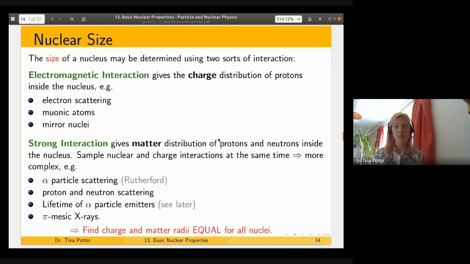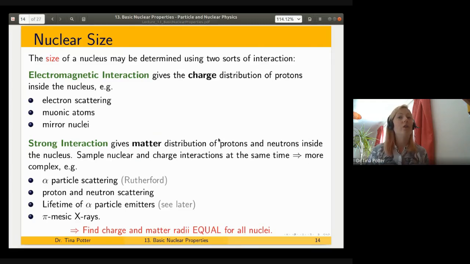We can have a look at alpha particle scattering. That is basically a small nucleus of two protons and two neutrons, and they're going to interact with the other nucleus. And they're going to interact electromagnetically and via the strong interaction. We could scatter protons or neutrons off of nuclei as well. The same case applies there, that it needs the strong force and the electromagnetic force.